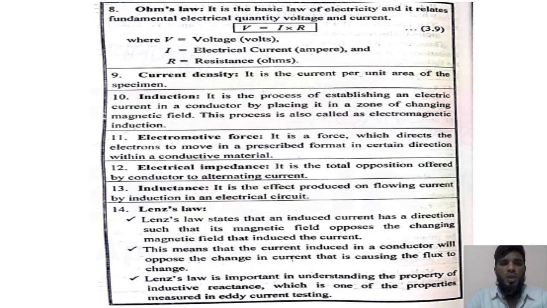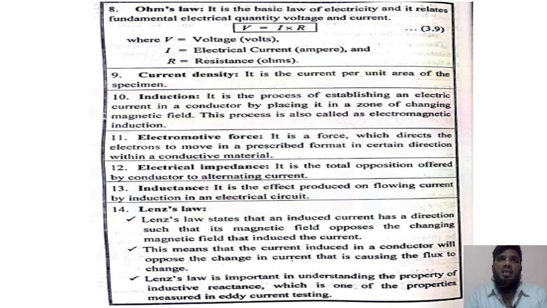Okay. Next, electromotive force, the force required to move an electron a prescribed distance within the conductive material. Electrical impedance is nothing but the total, just like resistance. Resistance is the opposition to electric force, electric field. Similarly, electrical impedance is nothing but the opposition of a conductor to allowing alternating current to pass through it.